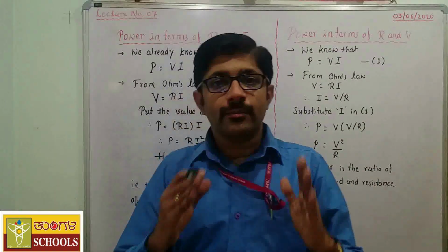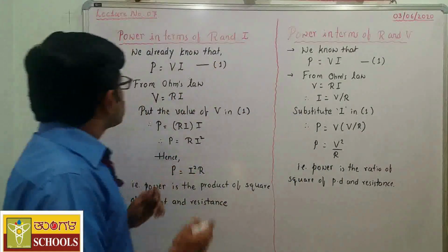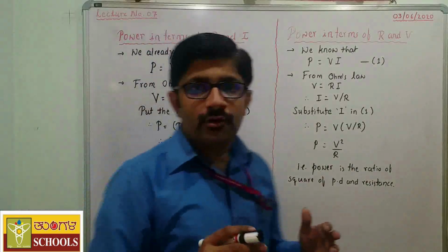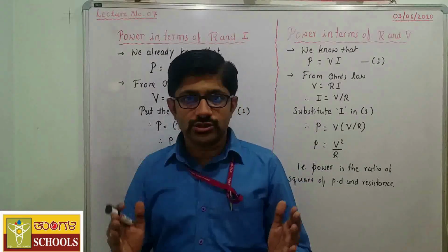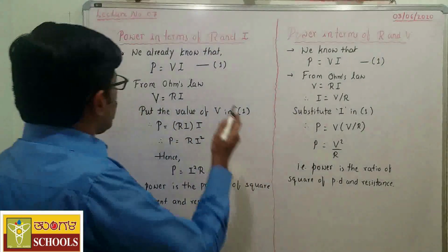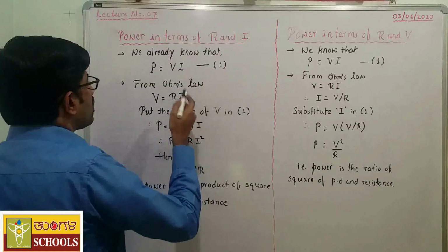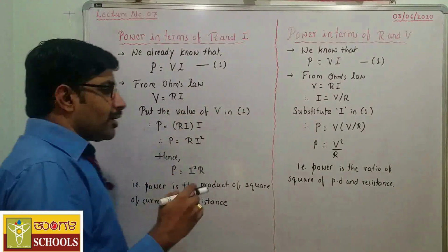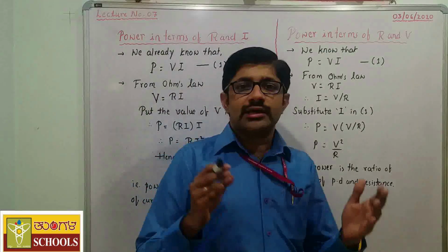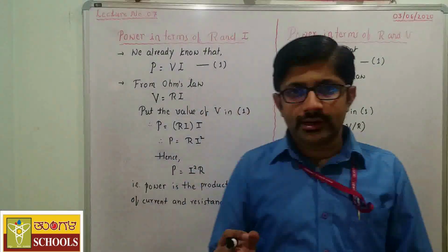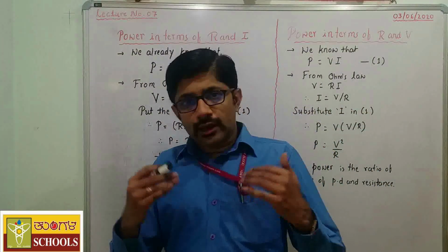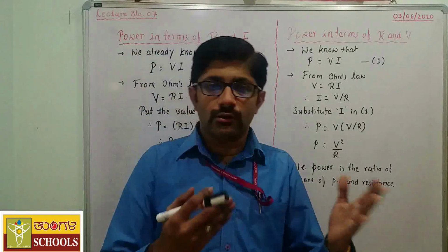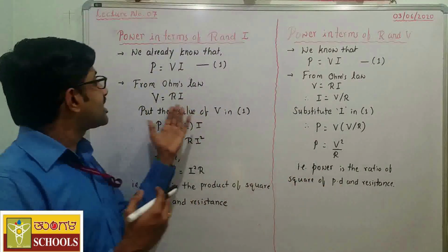Let's study them one by one. So we already know that P, the power, is the product of current and voltage. From Ohm's law, V is equal to RI. The potential difference is directly proportional to electric current, and when you are equalizing that, you are bringing R in as the proportionality constant. Here we call it electric resistance.